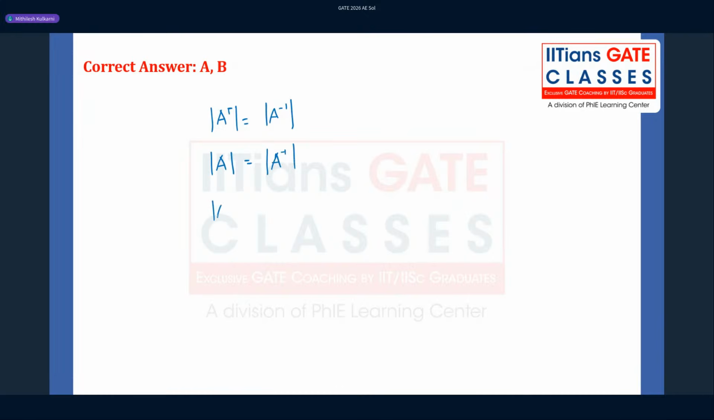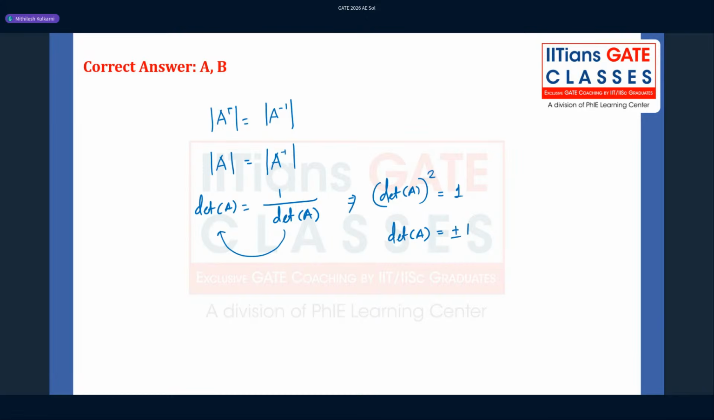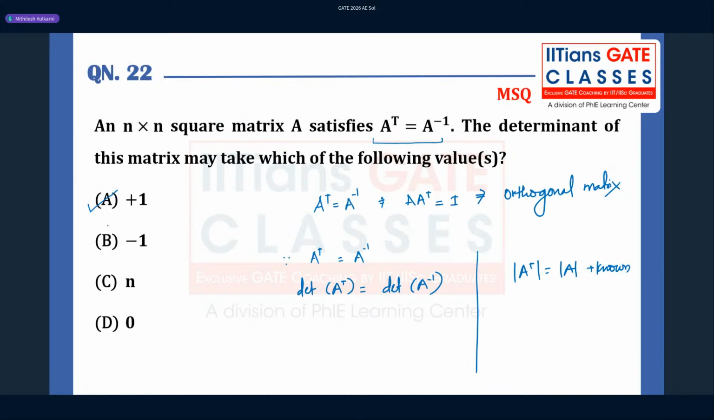You can also write determinant of A equal to 1 upon determinant of A. Determinant of A inverse is equal to 1 upon determinant of A, right? So determinant of A comes to this side. You can say determinant of A whole square is equal to 1. What does this mean? This means determinant of A has to be plus or minus 1. Either it can be +1 or -1. Considering this, we can say option A and B are correct.